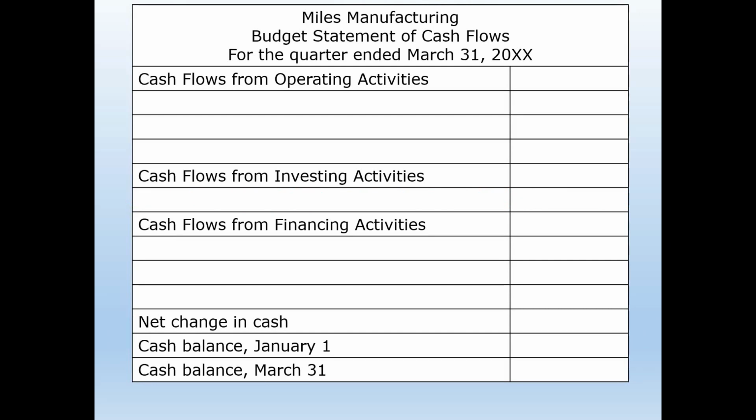A firm can prepare its cash budget simply by listing all of its expected cash inflows and all of its expected cash outflows, and then finding the difference. But another way to understand cash is to prepare a budgeted statement of cash flows. This method has the advantage of helping the firm to understand where it's getting its cash from and what it's using its cash for.